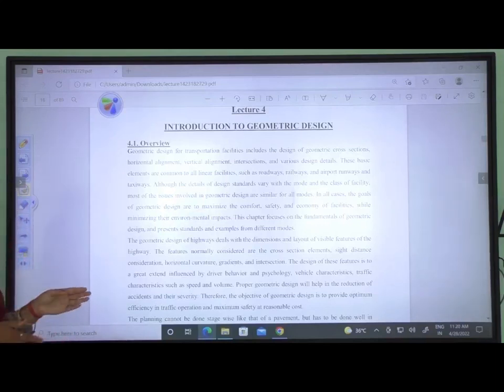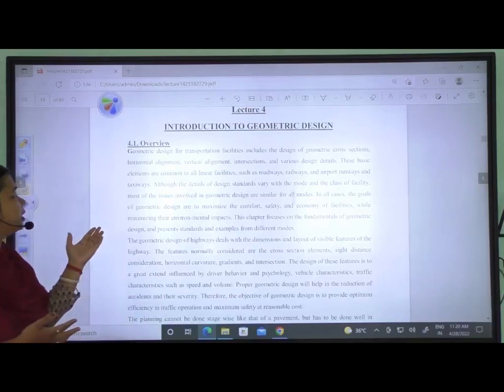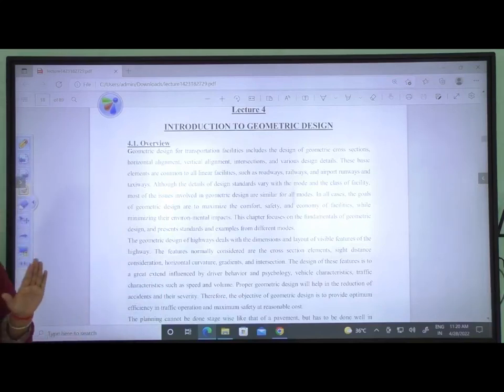transportation facility? Geometric design for a transportation facility includes the design of geometric cross section, horizontal alignment, vertical alignment, intersection and various design details. These basic elements are common to all linear facilities such as roadway, highway, runway, airport way. So everything that we recommend in that part is a geometric design.